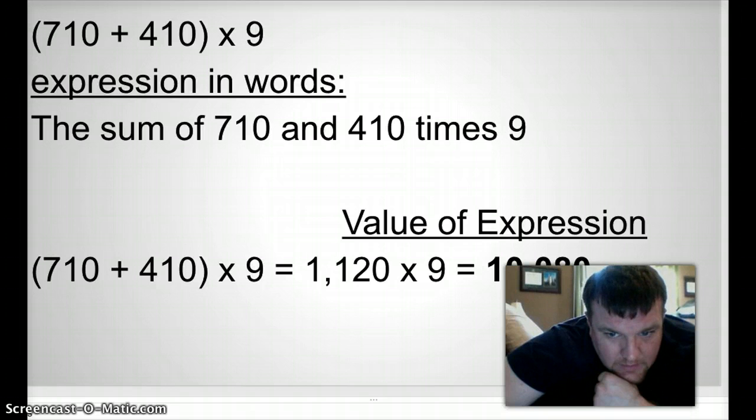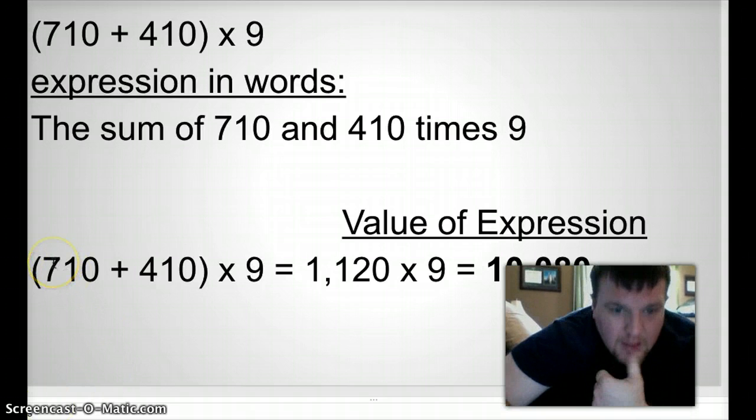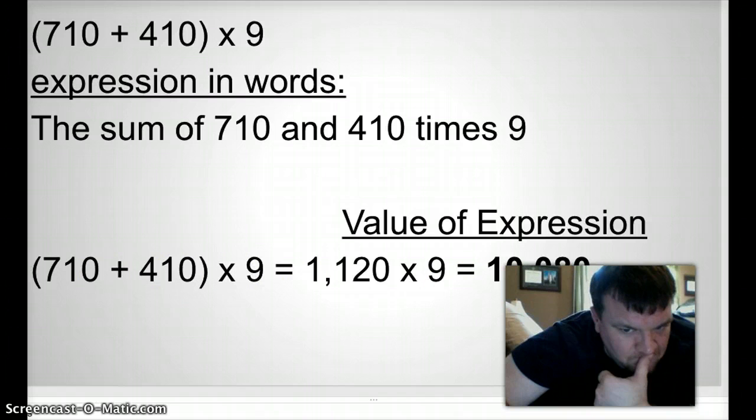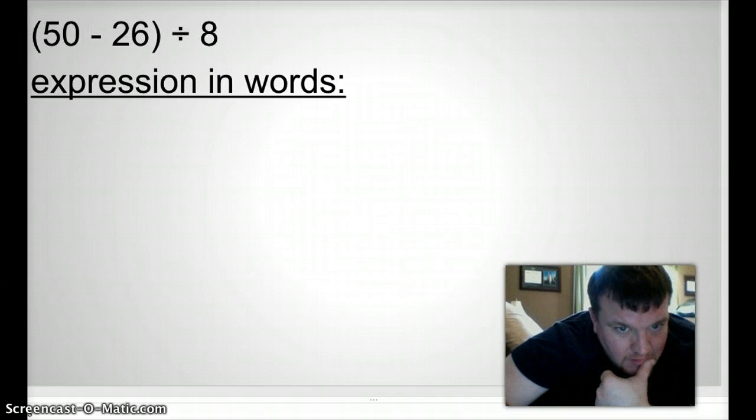Next, this is the answer. So your value should have been 710 plus 410 times 9. So 1,120 times 9, which would be 10,080. Last one for this video. Write that expression in words.